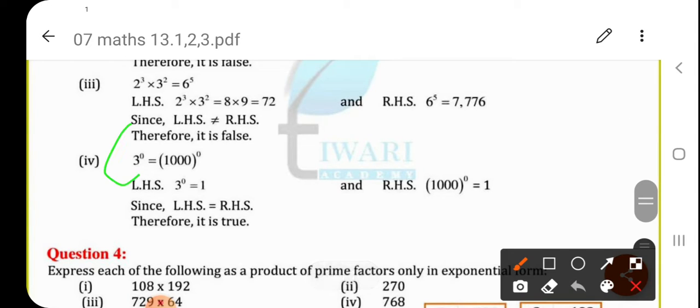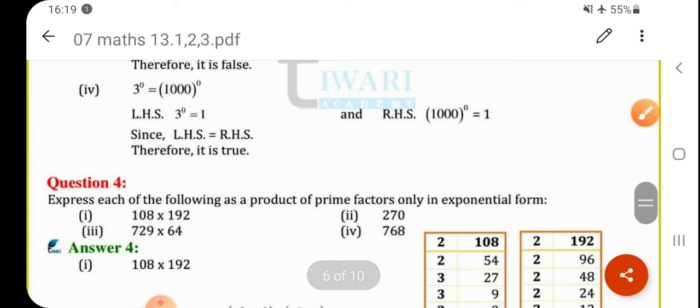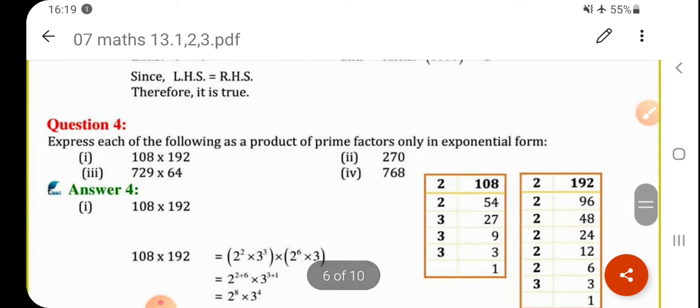Here it's true because the power of both the numbers is 0. So it doesn't matter whatever base is given, the answer is the same, equal. So it is true.